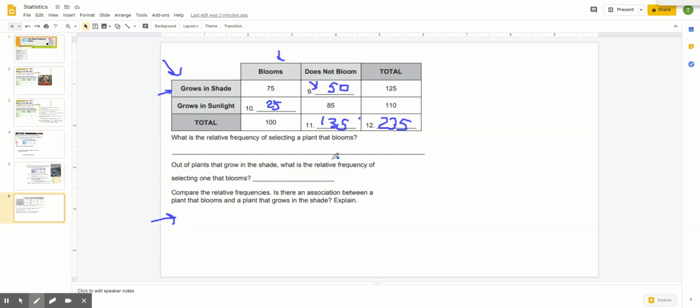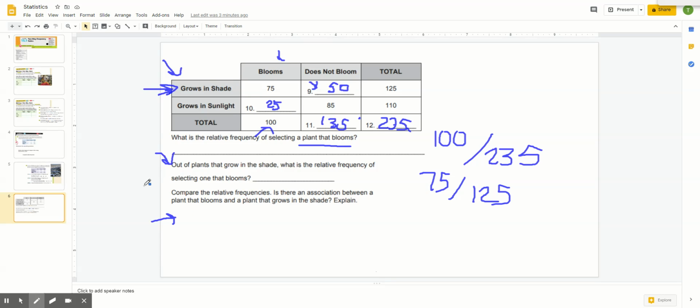All right, so let's calculate what is the relative frequency of selecting a plant that blooms. A plant that blooms. All right, so again, we're looking at target, blooms versus total. That should be 100 over your total, okay? Next, out of plants that grow in the shade, what is the relative frequency of selecting one that blooms? All right, so hopefully you guys typed in the target, 75 over the total.